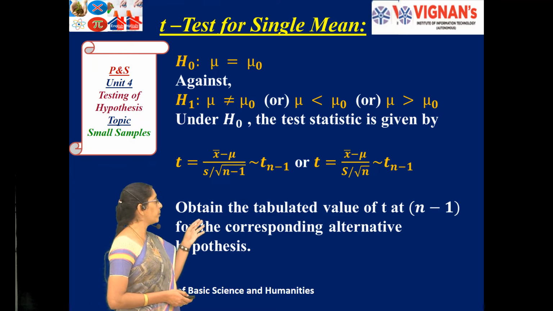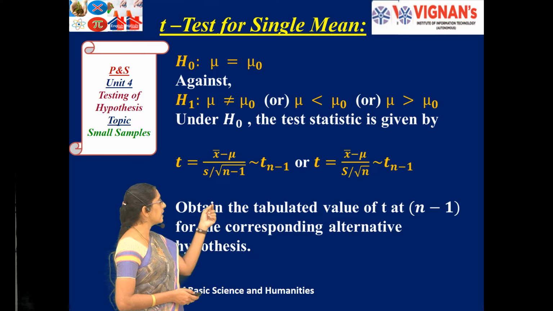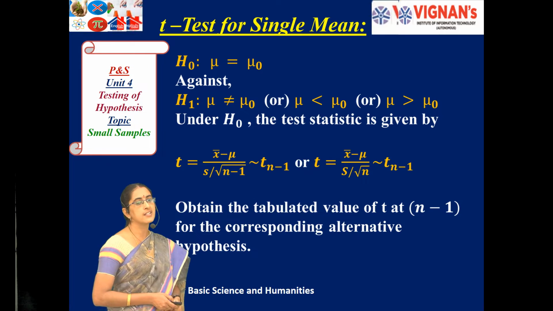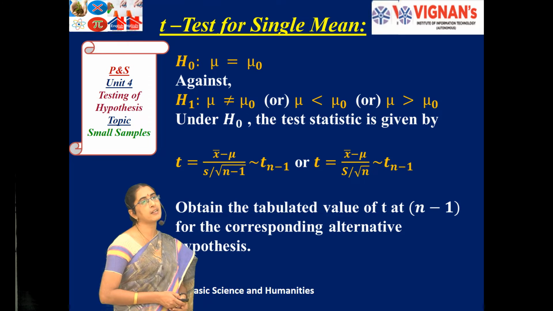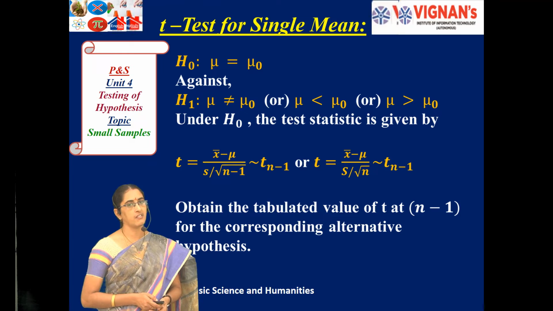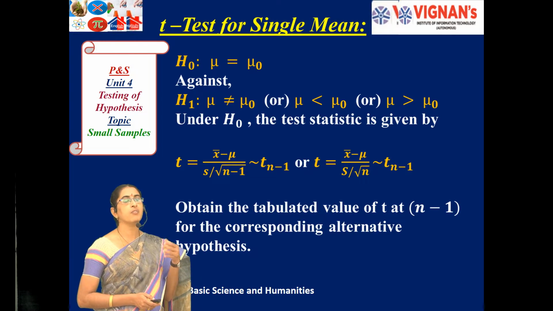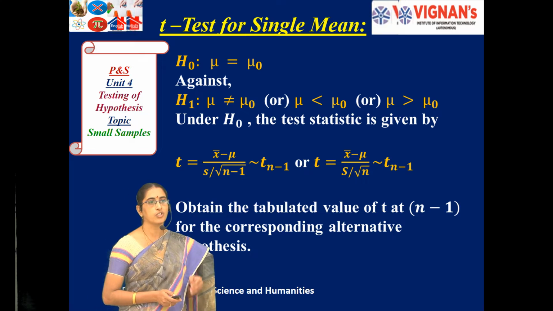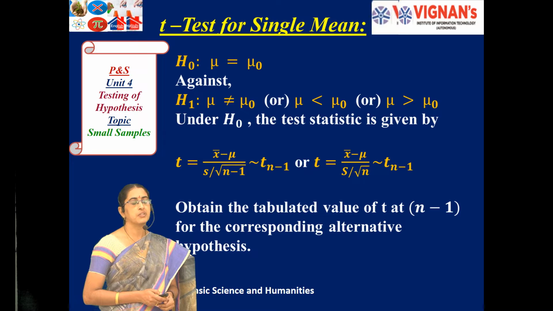Then under the null hypothesis, the test statistic is given by two formulas. The first one is t equals x bar minus mu by small s by square root of n minus 1, which follows a t distribution with n minus 1 degrees of freedom. This is used whenever independent observations are given and the observations can be repeated twice or thrice. If I want to find the average mark of the class, I state that the average mark of the class out of 40 is 35, and how far my statement is correct, that I have to test.